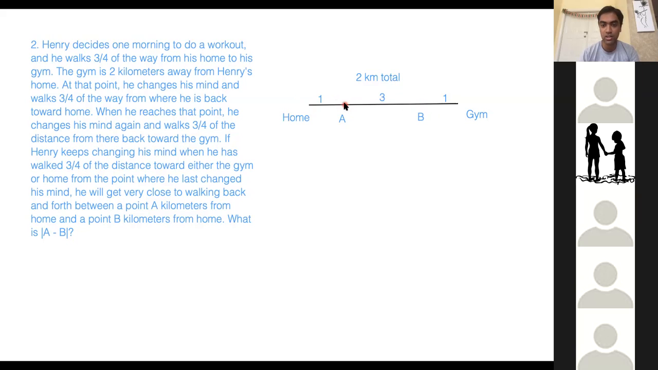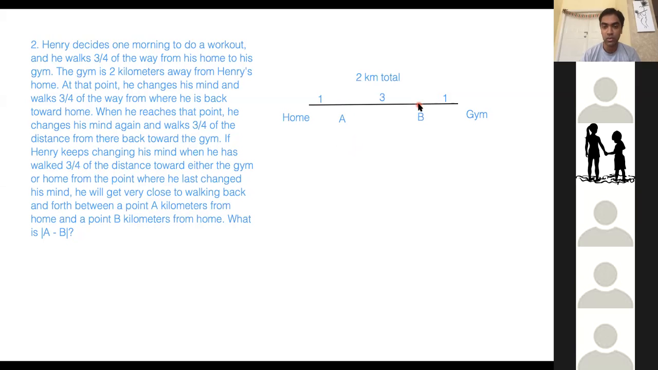And you can imagine this as going back and forth. He'll never reach either one, right? He'll always go to one point that's closer to the gym, and then move to one point that's closer to home, and then back and forth and back and forth. And then at some point, you go close to walking back and forth between these 2 points, A and B.